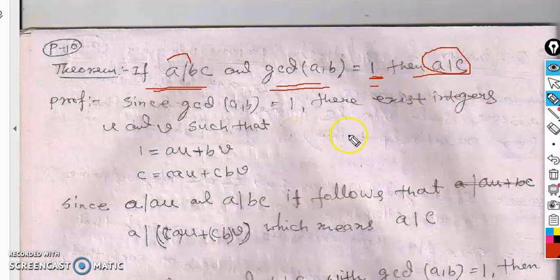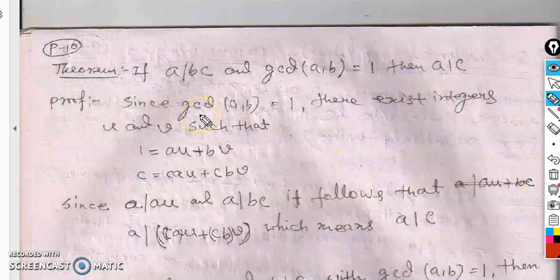We just make an example to clear your idea. Say 2 is a divisor of 3 into 10, but 2 doesn't divide 3. 2 and 3 do not have any common divisor except 1, so the GCD should be 1, which represents that 2 should divide 10. That's why we study this theorem. Exactly, that's why we study this theorem.